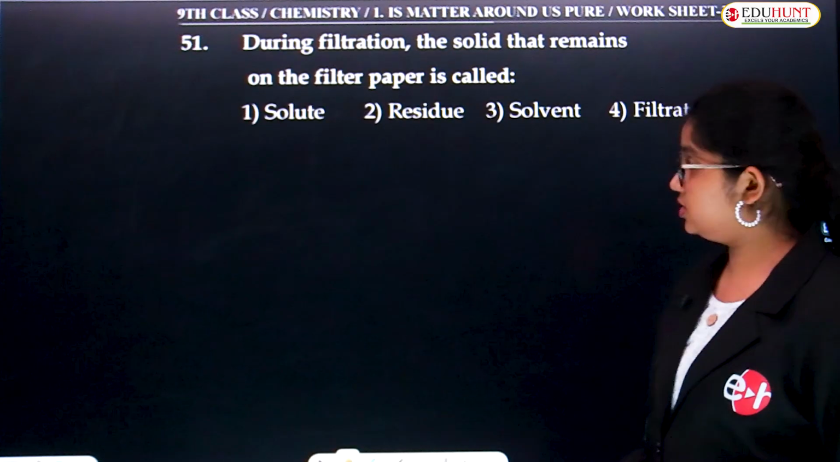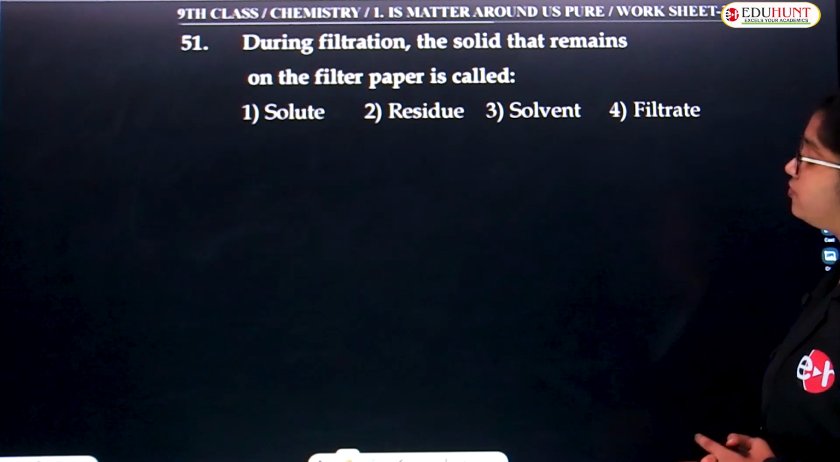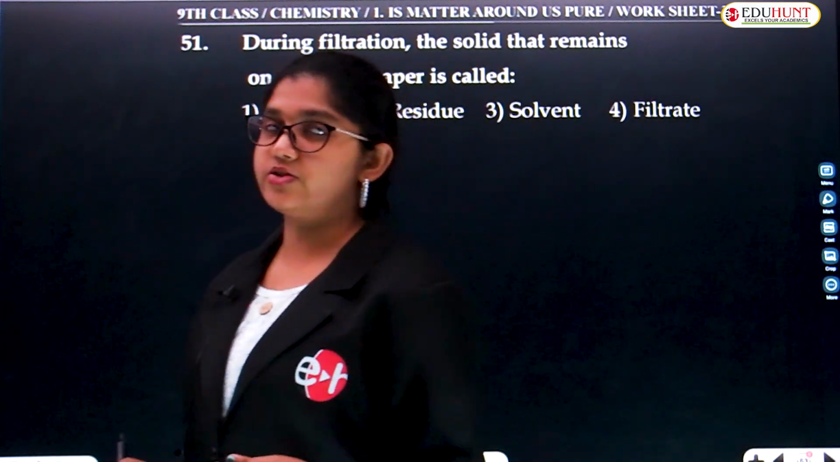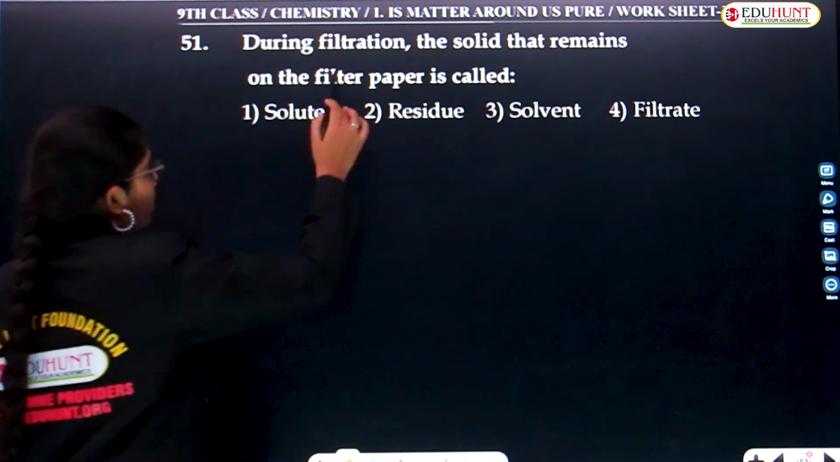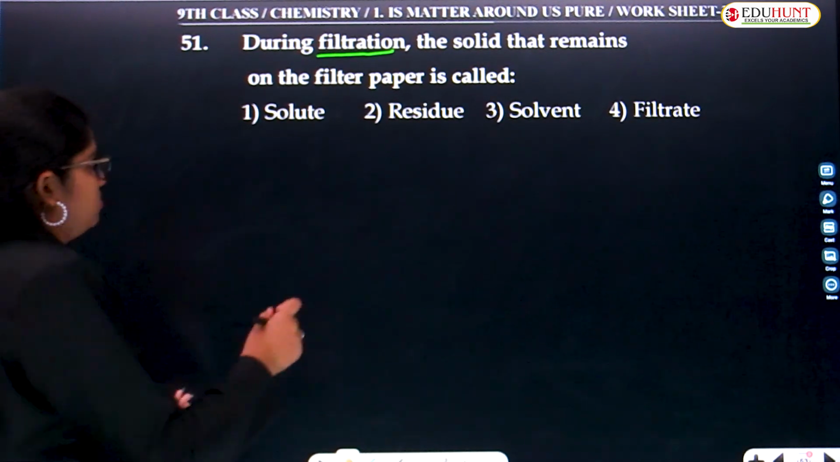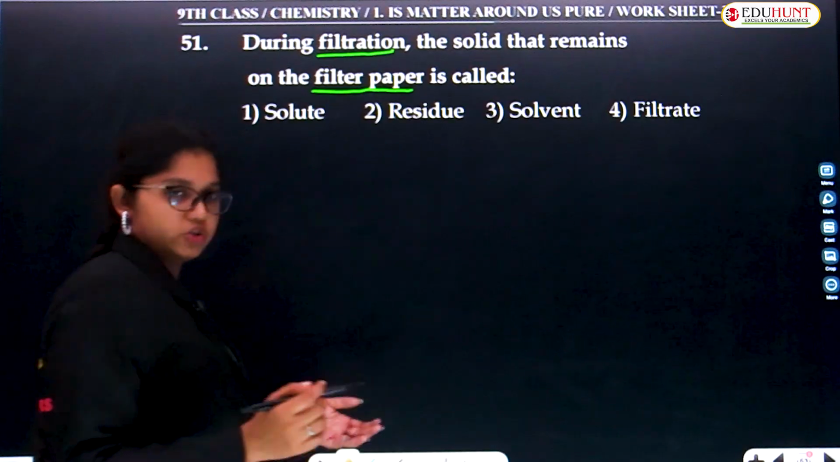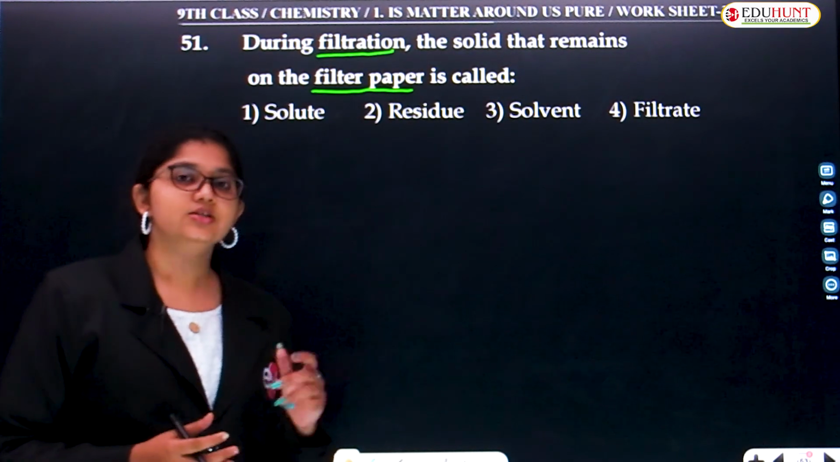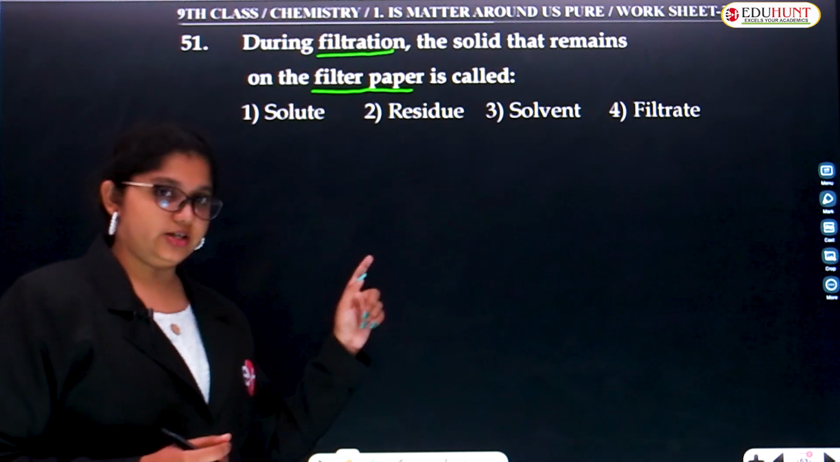During filtration, the solid that remains on the filter paper is called. Okay. So, we are going to do the filtration process. Upon that, we are going to take filter paper, which is similar to tissue paper, but not the same texture. We have different textures of filter papers. Okay. So, what happens? We are going to filter that, right?